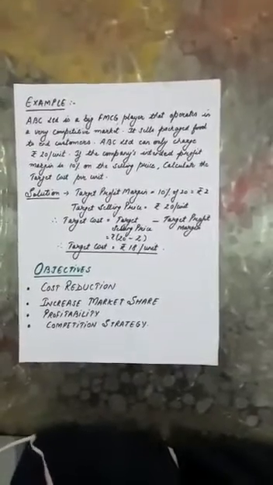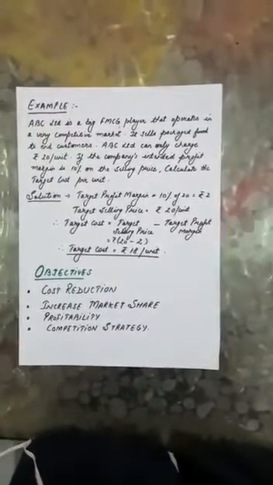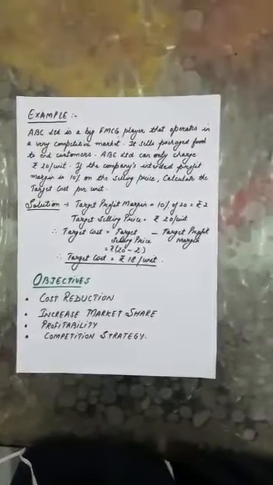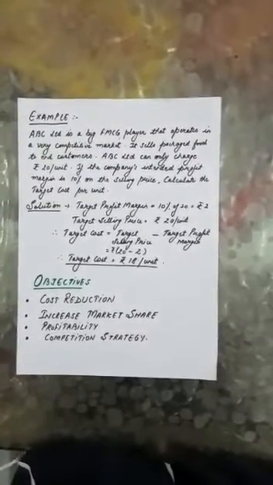Now, we will move to the next topic, that is the example. We will make the topic clear about target costing with the help of an example. For example, ABC Limited is a big FMCG player that operates in a very competitive market. It sells packaged food products to its end users. ABC Limited can only charge rupees 20 per unit, meaning the selling price that can be charged for the products manufactured by ABC Limited is only rupees 20 per unit.